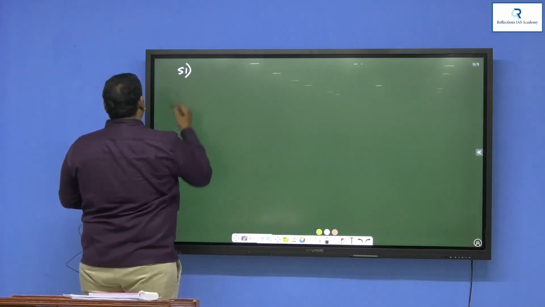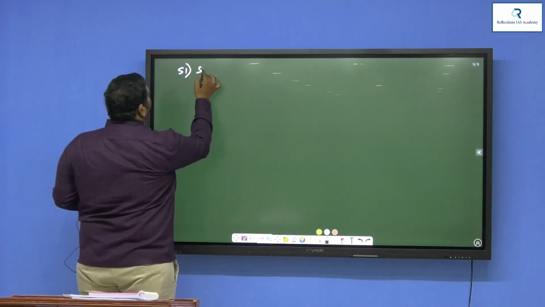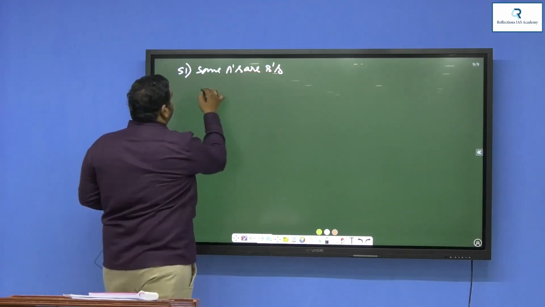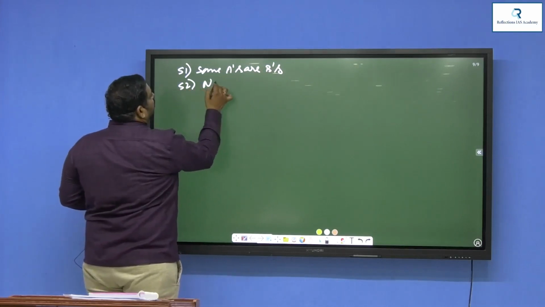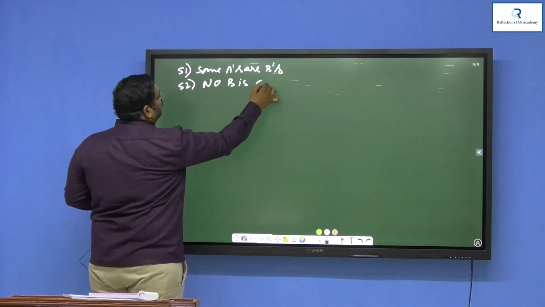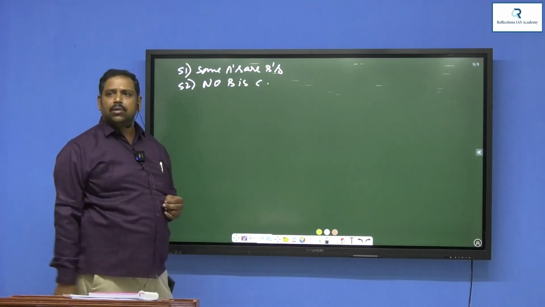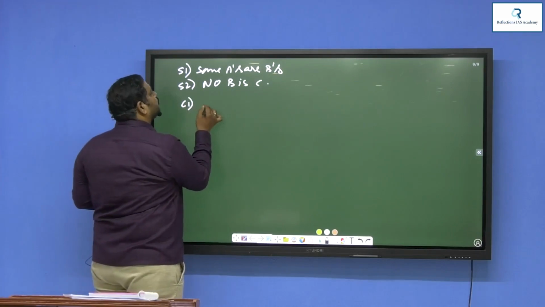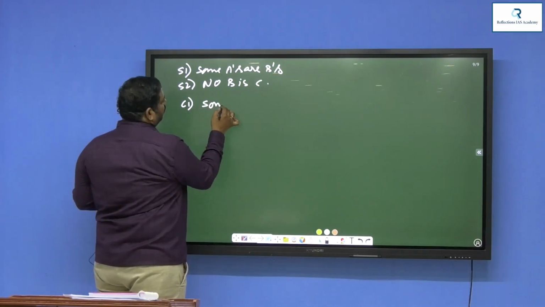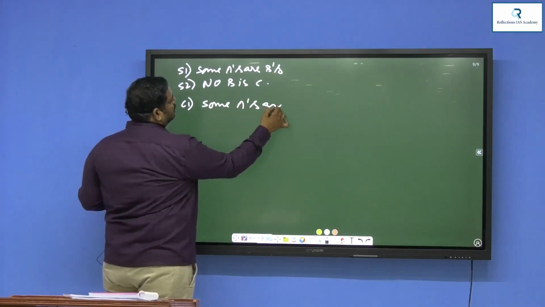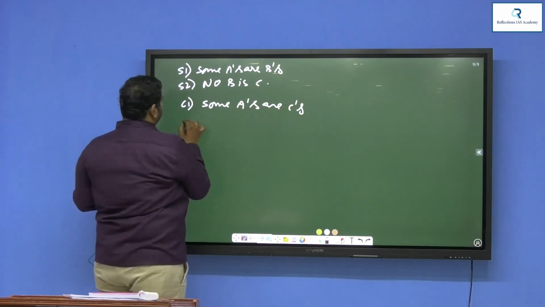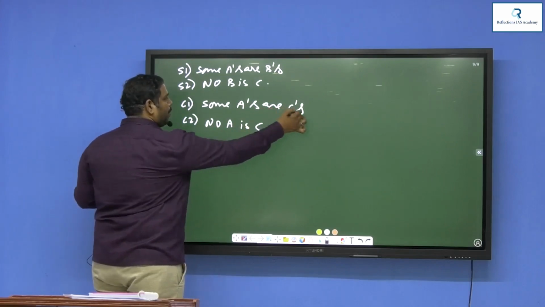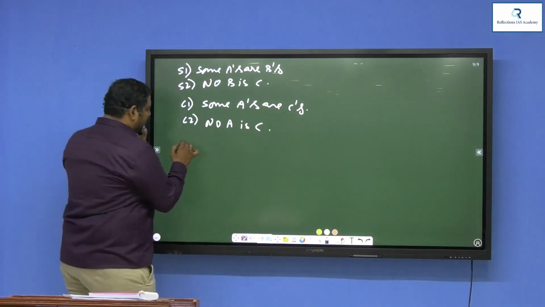Statement 1: Some A's are B's. Statement 2: No B is C. Conclusion 1: Some A's are C's. Conclusion 2: No A is C. Okay. I said 5 options now.